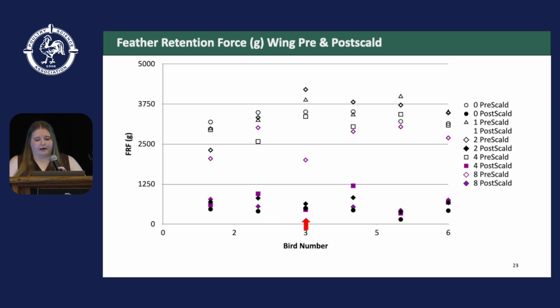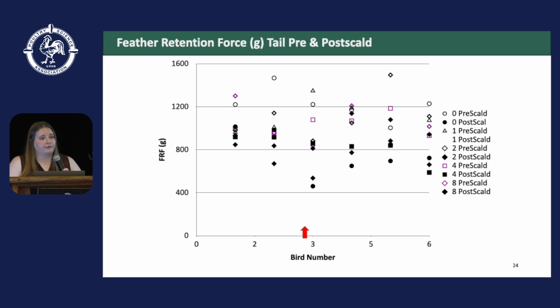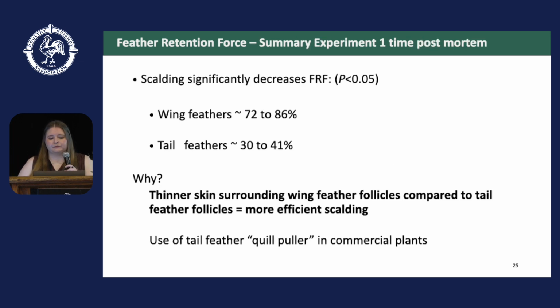When we look at the tail feathers, there's actually not nearly as much of a difference between the force pre and post scald. You see a little bit where most of the pre-scalded ones are on the top, post-scalded are on the bottom, but that difference is a lot closer than it was for the wing feathers. And so, like I mentioned, scalding did significantly decrease feather retention force, mostly for wing feathers, tail feathers, again, not as big of a difference.